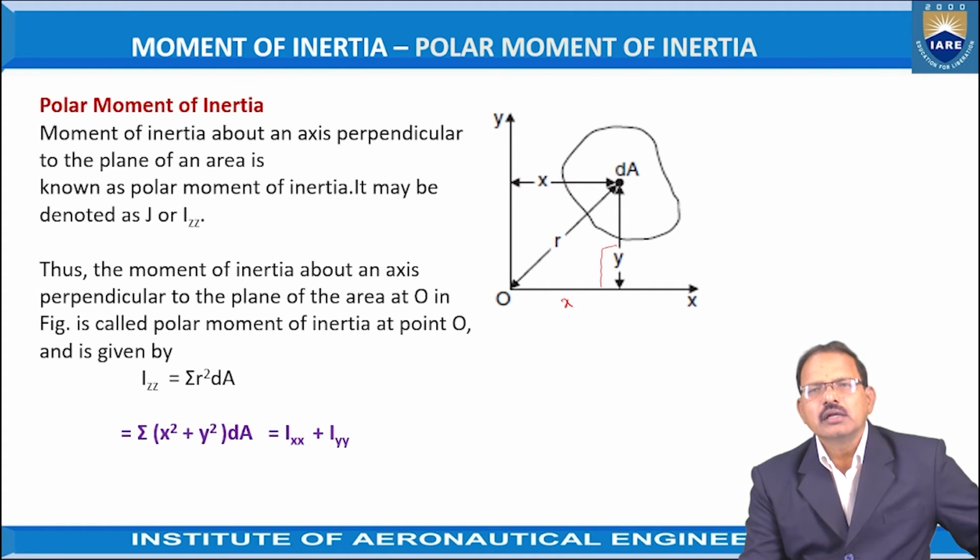So sigma x square into dA is equal to the moment of inertia of the plane area about the y-axis. Similarly, sigma y square dA is representing the moment of inertia of the plane area about the x-axis. So IZZ is equal to IXX plus IYY. Here IZZ is called the polar moment of inertia, the inertia of the plane area about an axis perpendicular to its plane.